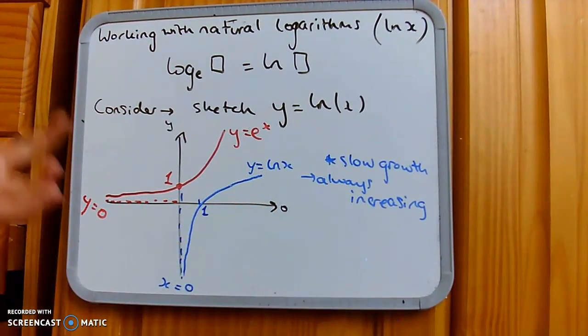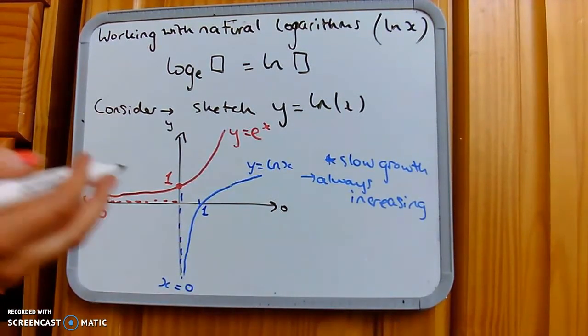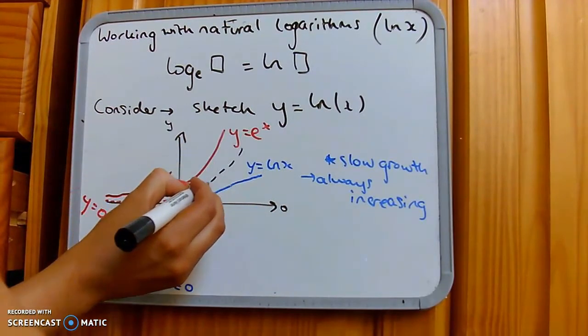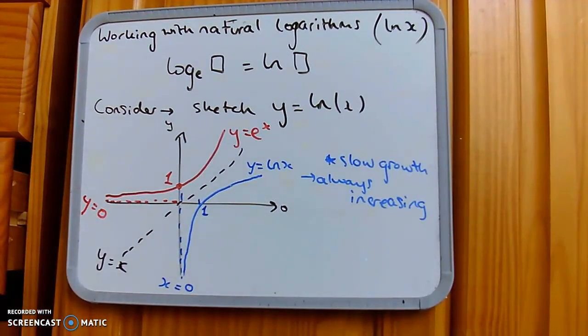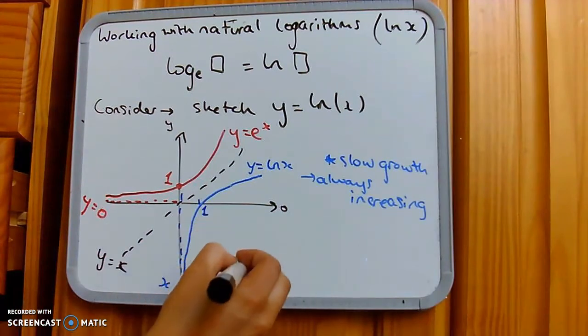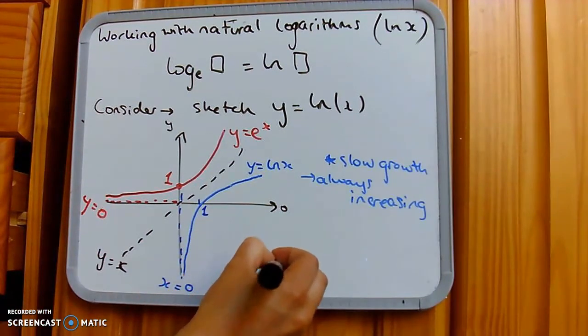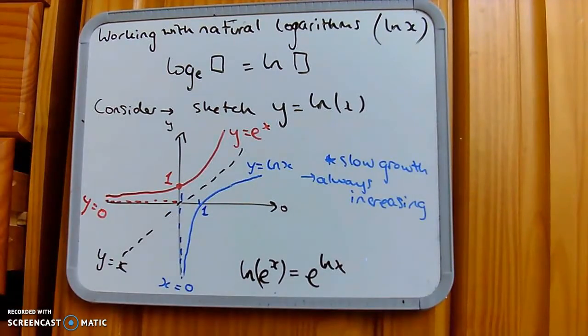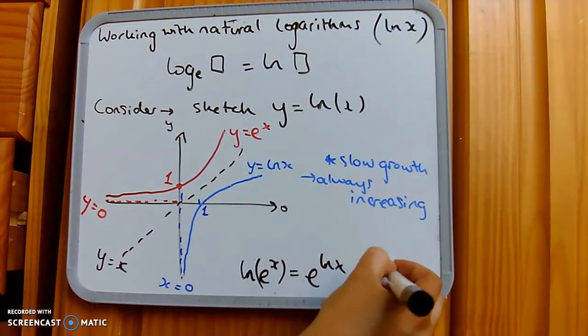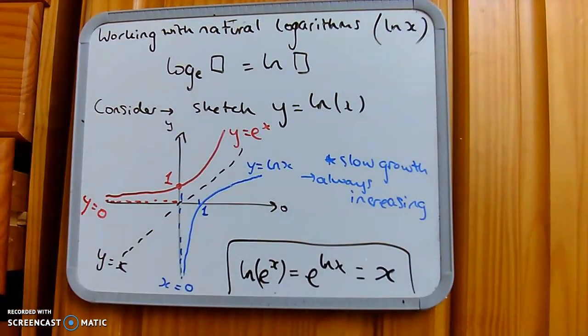Now, this graph shows very nicely that if we draw this diagonal, the classic diagonal y equals x, we can see that these are reflections of each other, and that is because ln x is the inverse of e to the power of x. So ln of e to the power of x would be the same as e to the power of ln x, and because the ln and the e cancel each other out, they're inverses, that will just be x. We're going to use this to solve a few things, but it's just a good understanding to have. Alright, let's go on to examples.